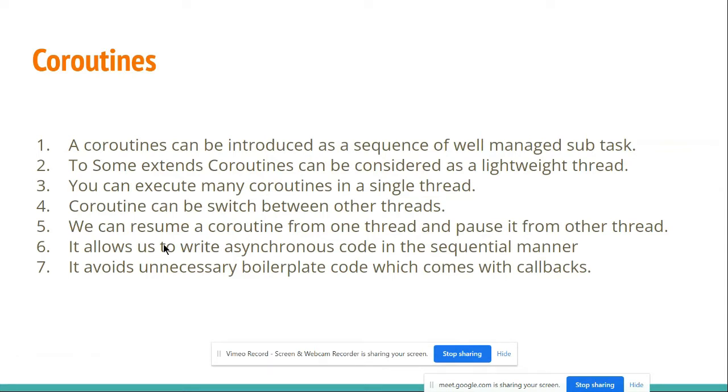We can perform the network request for the background request easily. It avoids unnecessary boilerplate code which comes with callbacks. Suppose we are using RxJava. When we start a thread, like we have to hit an API or some kind of background network call, we have to implement the onError method, the callback, and onSuccess also. So there are a number of different methods we have to implement. To reduce that, we have coroutines here.